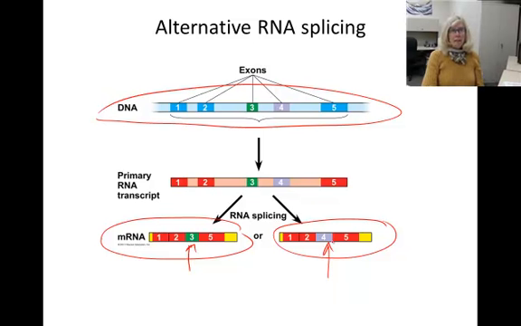Alternative splicing is controlled by activators and repressors that bind to the mRNA transcript itself and regulate which parts of the mRNA will be spliced out.